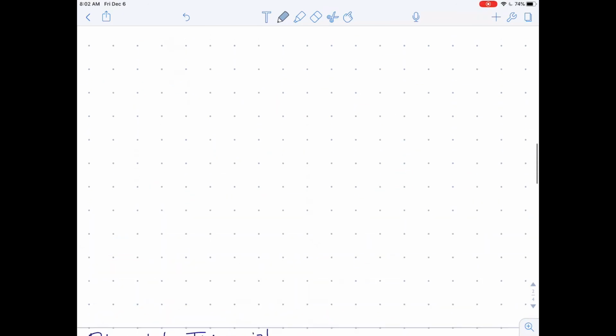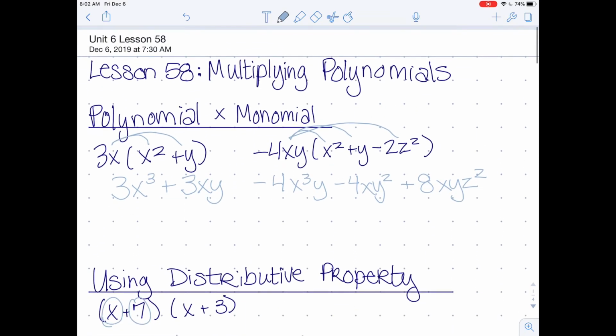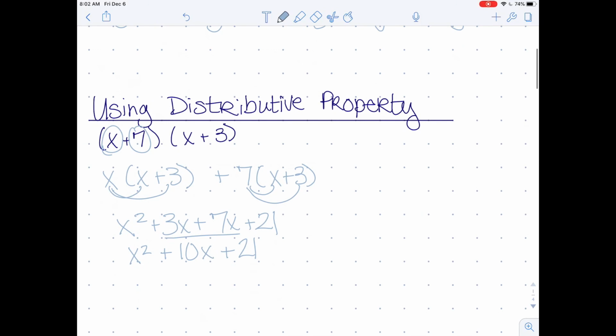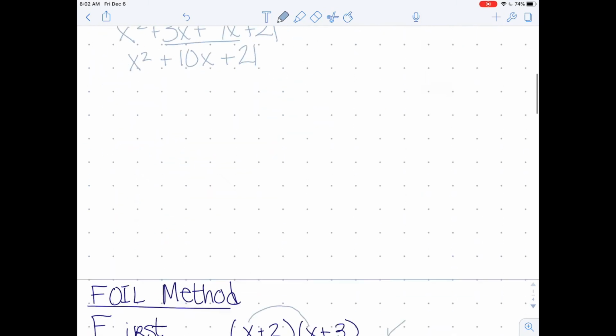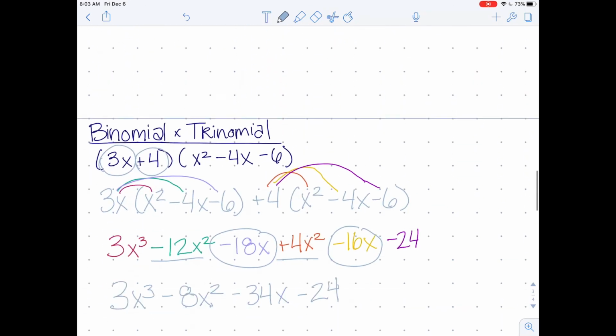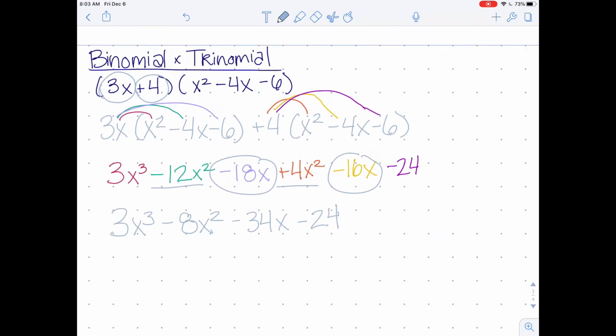Okay, so we talked about how to do a polynomial times a monomial, how to use the distributive property. If you didn't like the distributive property, we talked about how to use the FOIL method. And then last we talked about 2-term parentheses times 3-term parentheses.